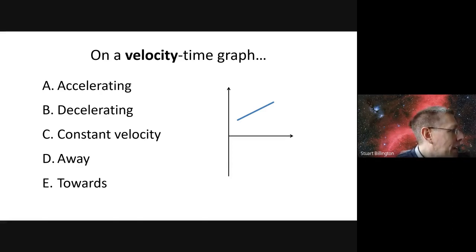Oh, you're banging them out now. I think you've got the hang of this. Lots and lots of A's and D's appearing on the screen. A, because it's accelerating with the velocity getting bigger and bigger and bigger, and away from us because the whole thing is above the axis, so it's a positive velocity. What about this one?